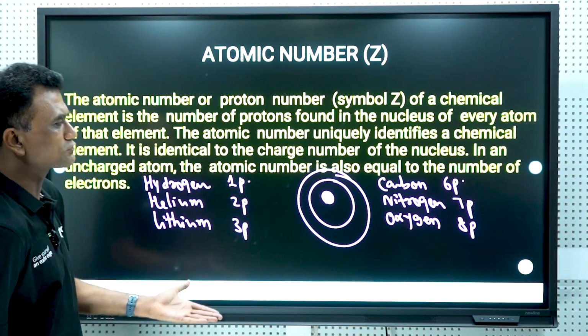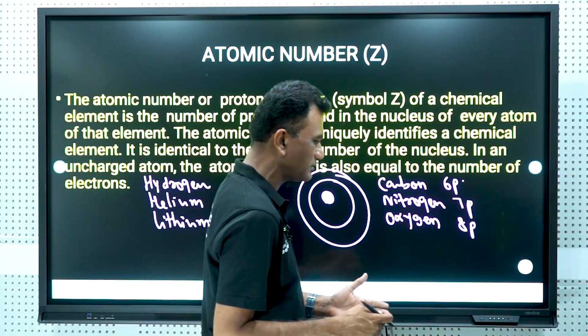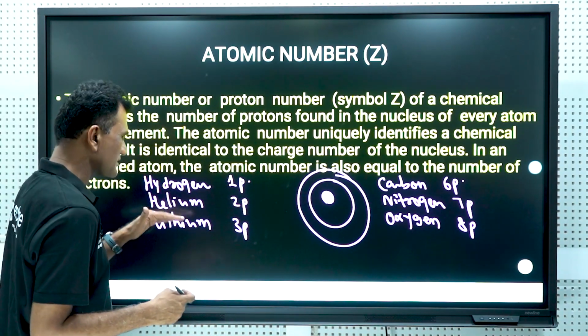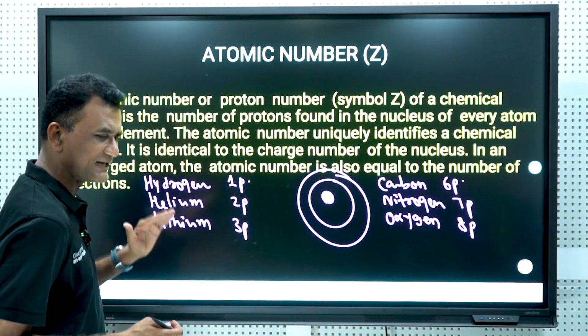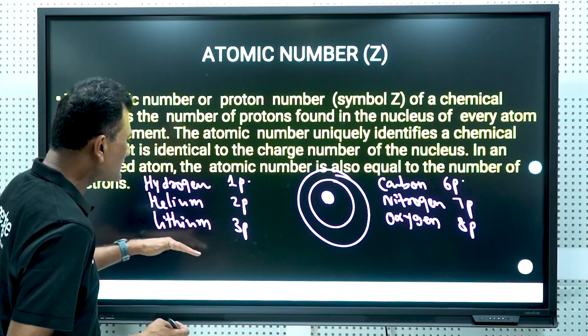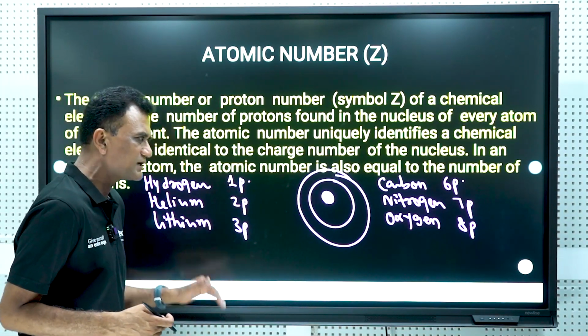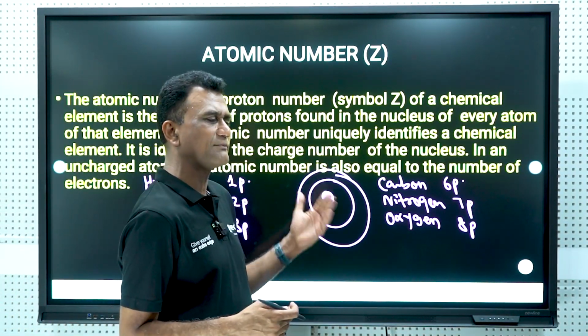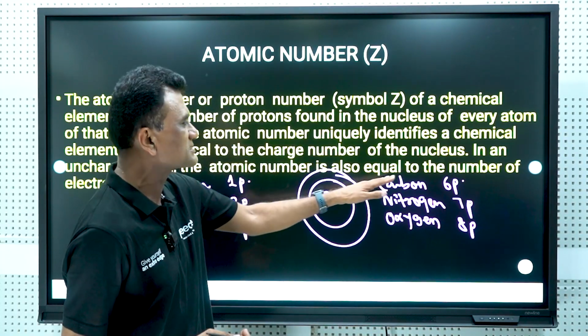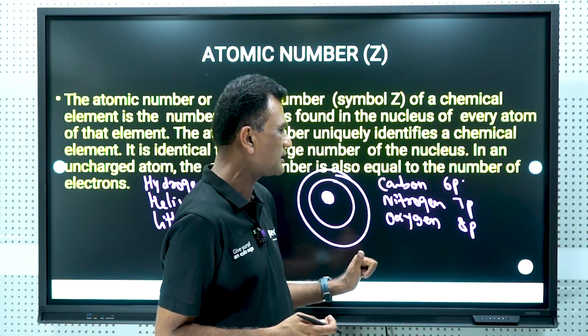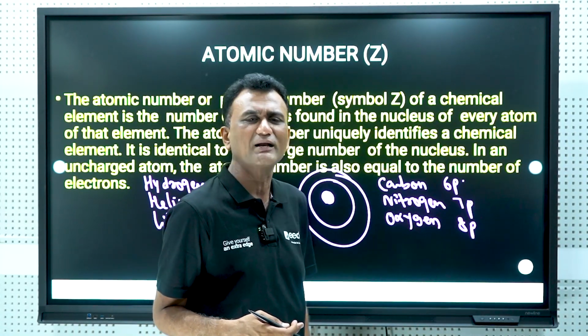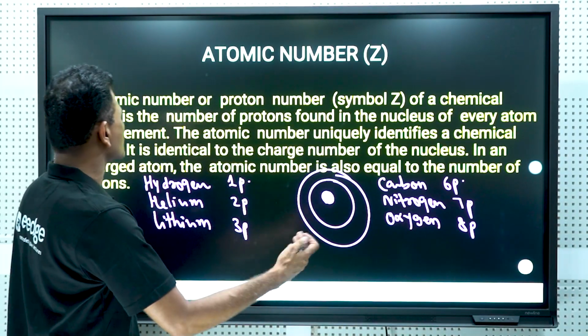So previously I have told you to remember the periodic table. Hydrogen is the first element, its atomic number is 1. Helium is the second element, its atomic number is 2. Lithium is the third element, its atomic number is 3. Beryllium is the fourth element. Boron is the fifth element. Carbon is the sixth element. Nitrogen is the seventh element. Oxygen is number 8 as it has 8 protons, and so on.